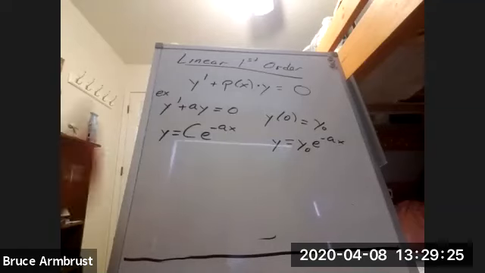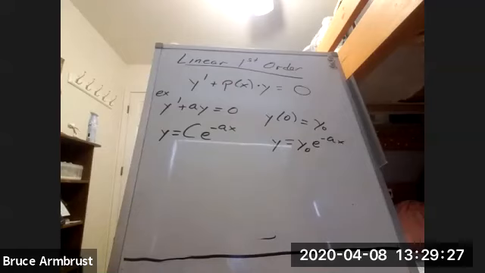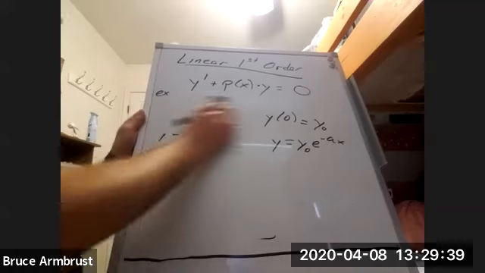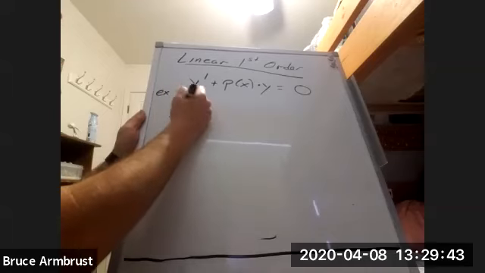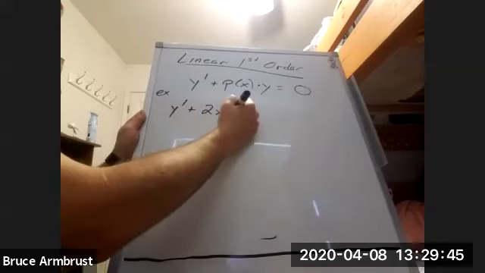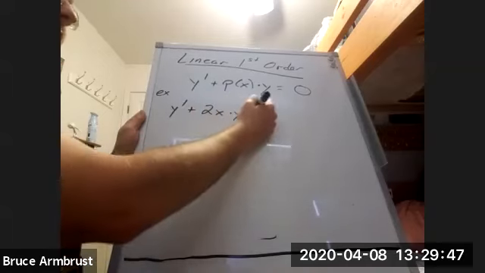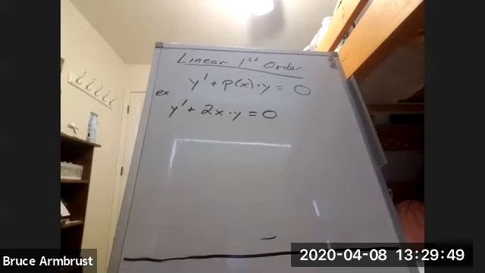All right. So no big deal. But again, I haven't really shown you anything new. You've already done this before. So let's make it new. Let's go to where p of x is not a constant. So an example of what I mean is something like, what if we had y prime plus 2x times y equals 0?